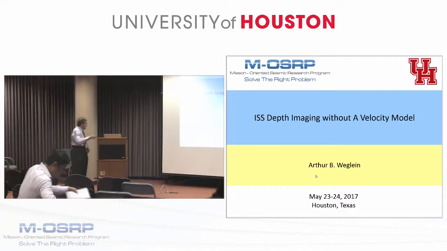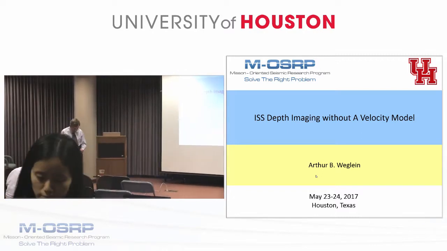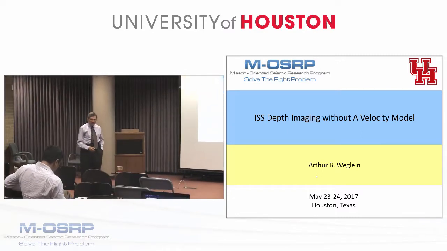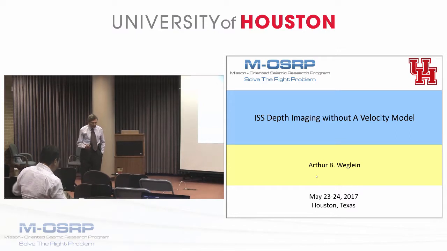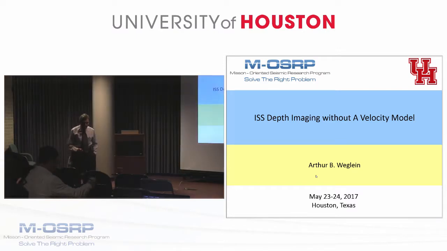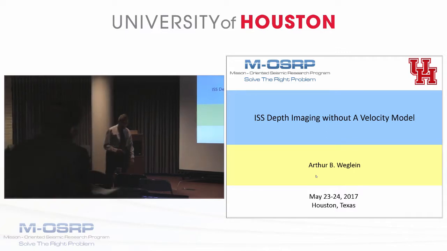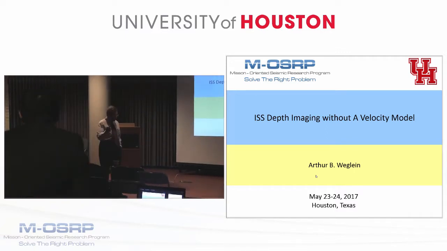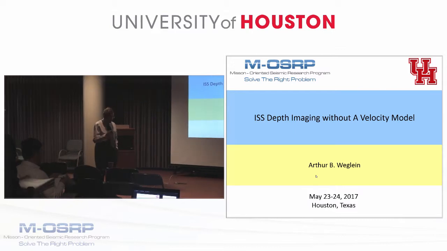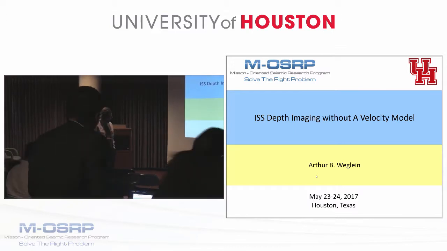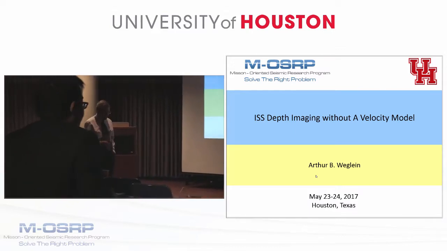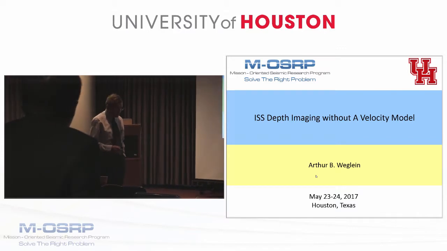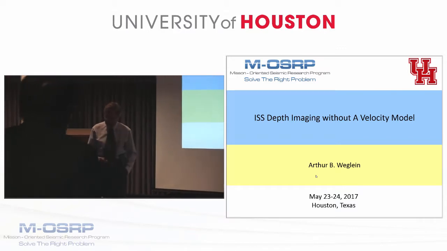So the topic is ISS depth imaging without a velocity model. There's a paper that we have copies of, which was the documented first field data of ISS depth imaging, which had an argument to explain why that was successful, yes? In other words, how do you know that that method was successful?